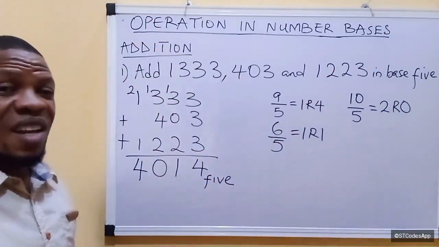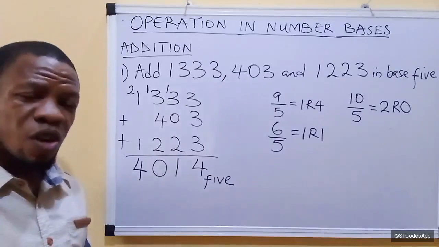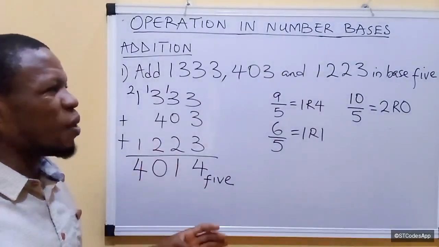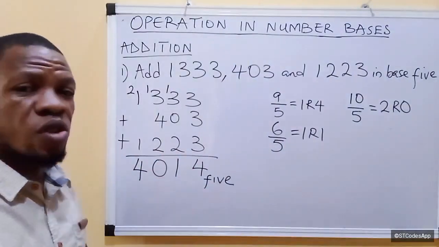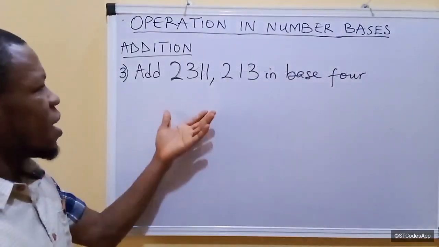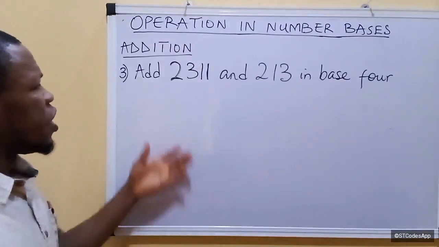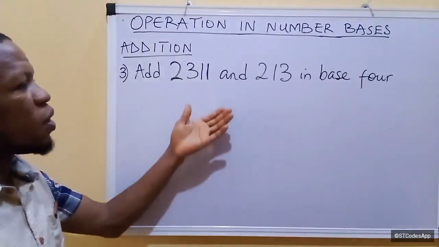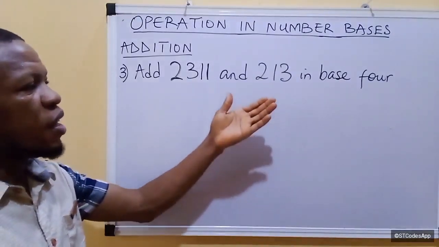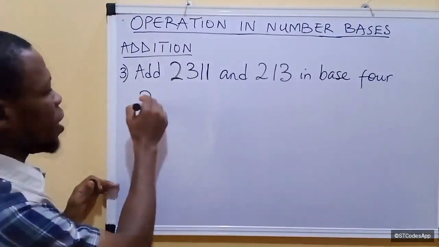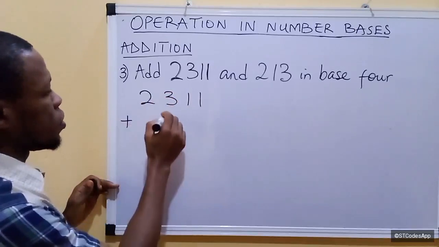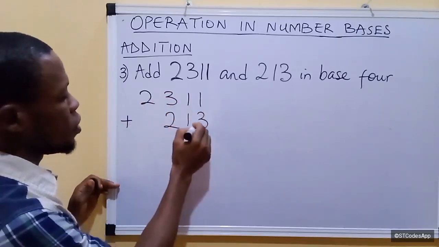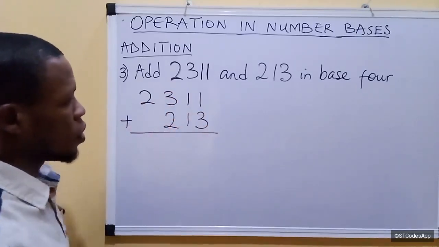We are going to take the last example because I want to be sure that you are able to grab every step I have given you here in solving the problem of addition of number bases. Let's look at the third example. Here we have add 2311 and 213 in base 4. We have 2311 plus 213. We are doing the addition in base 4.